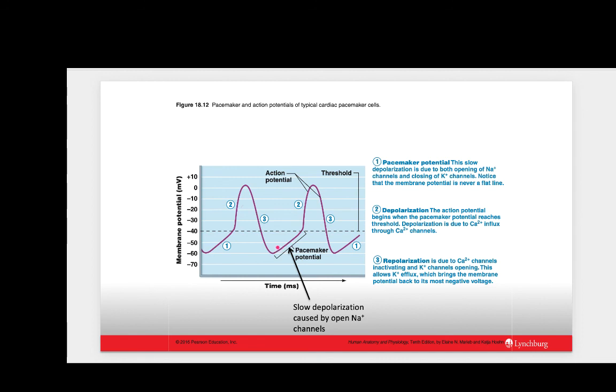So the important thing here is knowing that there's three different parts. Pacemaker potential is one, depolarization is a second step, and then repolarization is the third. Realizing too that that pacemaker potential, that slow depolarization, is caused by sodium. Okay, our depolarization, after we reach threshold, we have our quick depolarization there being caused by calcium, and then our repolarization, which is being caused by potassium.